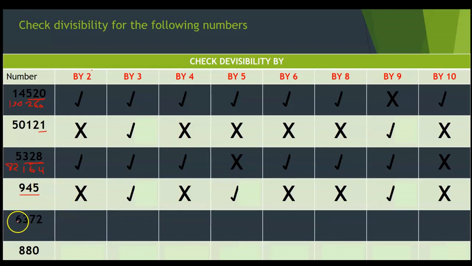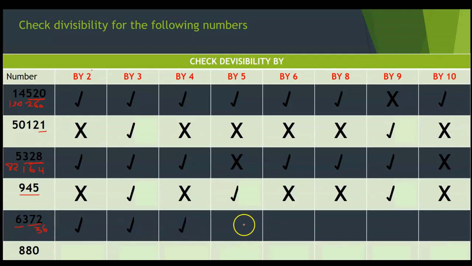The next number, 6,372. Is it divisible by 2? Of course, it's an even number. Is it divisible by 3? Let's check the sum. The sum of the digits, as you can see, is 18. Then it's a multiple of 3. What about 4? Can we halve the 72 twice? The first half of the 72 is 36. Can I halve it one more time? Yes. So it's divisible by 4.